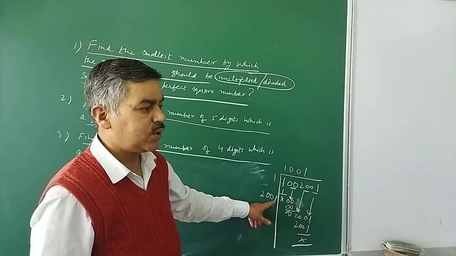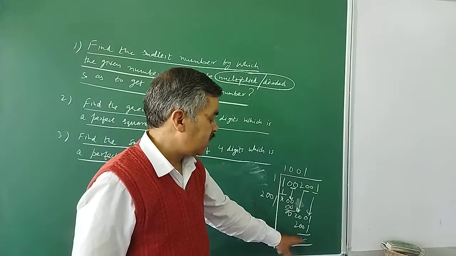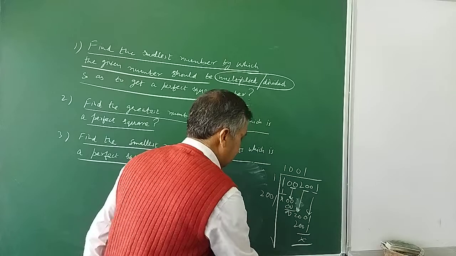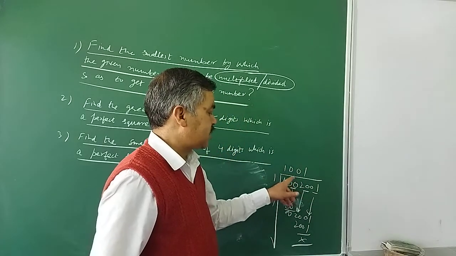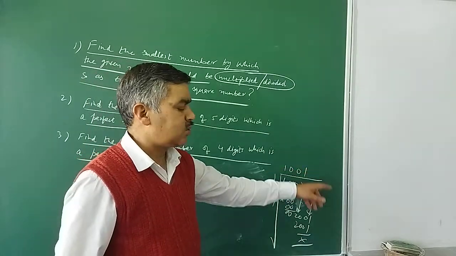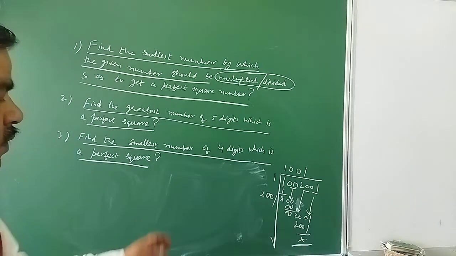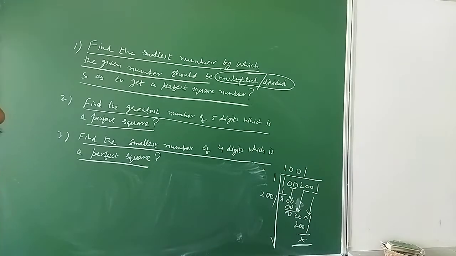So 1 you need to write here, so that 2001s are 2001, and then you can find the resulting number is a perfect square, and the square root of this 10 2001 is equal to 1001. So this is the way you can see how to put the zeros.